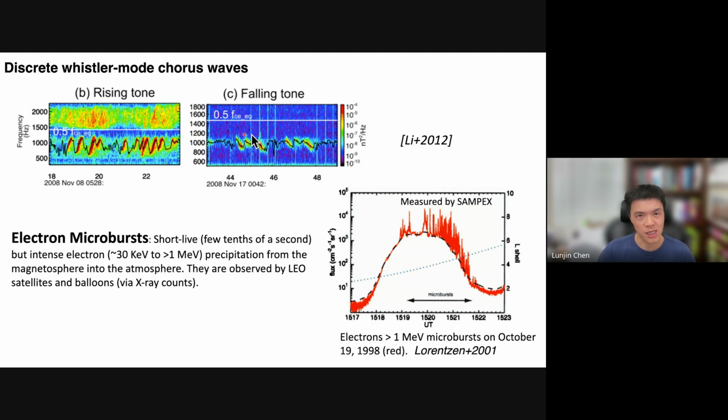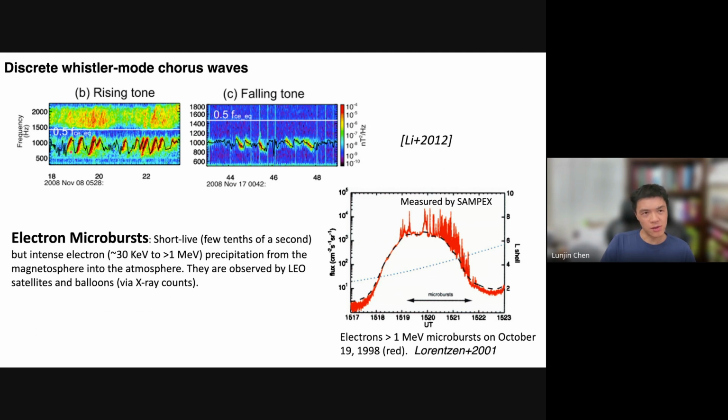And then of course sometimes they have down-turning frequency. Those are falling tones. And very often above the half electron gyrofrequency, you see broadband emissions. We call the emission above the half electron gyrofrequency the upper band, and the one below the half electron gyrofrequency the lower band. So the chorus waves in this talk, I mostly refer to those lower band rising tone elements. So we call those elements.